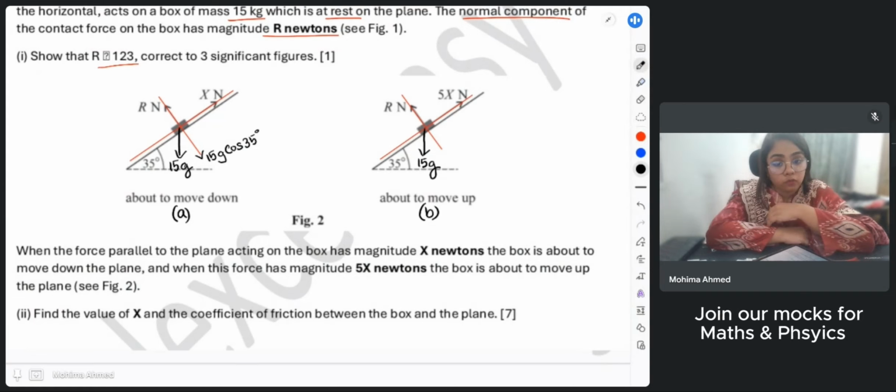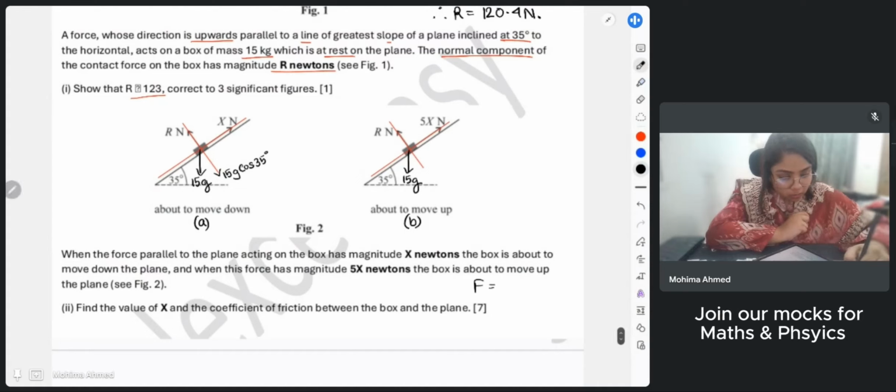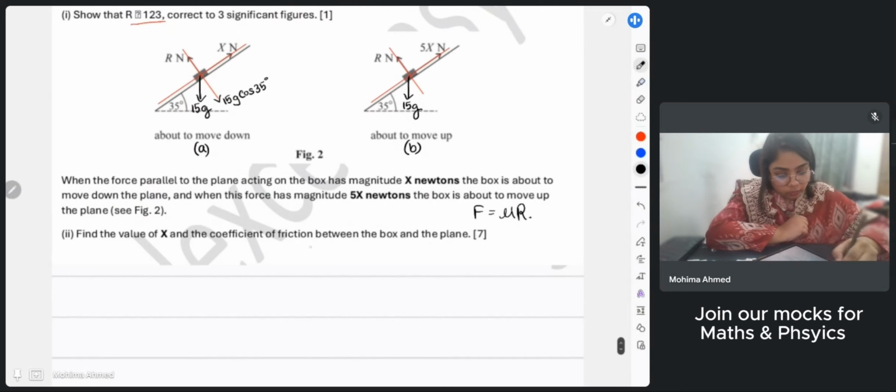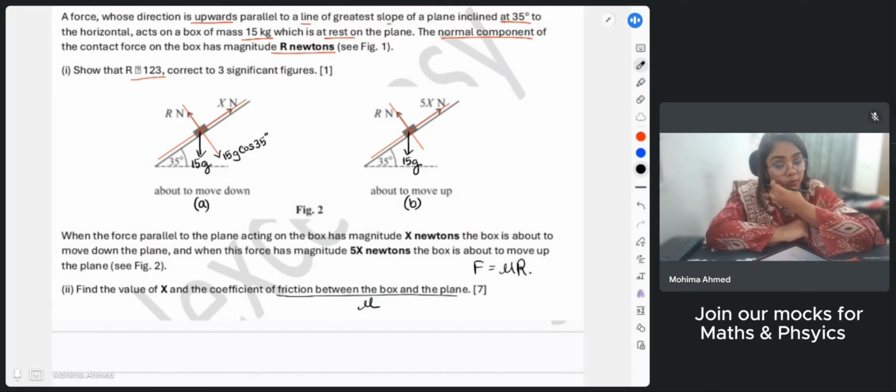Again, over here, we are trying to find out the value for your x Newton and also the component of the friction between the box and the plane. Always remember that friction is always calculated using this formula. Friction is equal to mu R, right, where mu is the coefficient of friction between the box and the plane, and R is the reaction force. So for this part, they are only trying to find out the value for your mu. They're only asking you to calculate the value for mu, because R was already calculated in part 1, which was 120.4, according to the calculation we got using the value for g as 9.8 instead of 10, right?